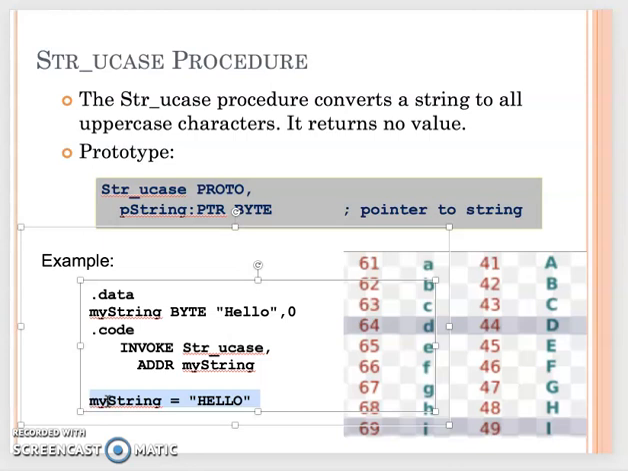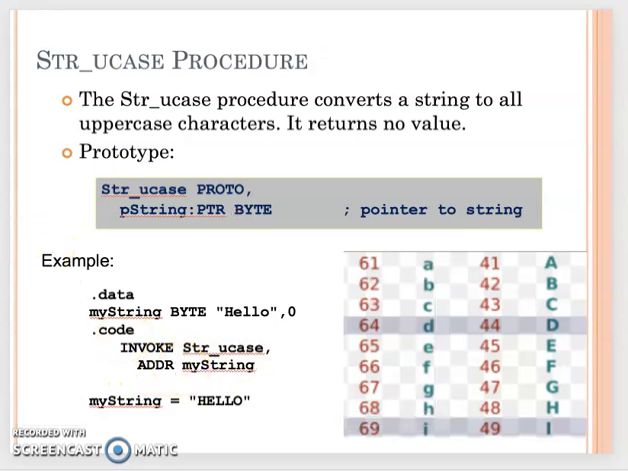To run the string UCase, you will invoke Str_ucase. And we need to pass in our parameter using ADDR for my string. So how should we do that? I already gave you the hint here. I want you to think about the ASCII table. Here is the lowercase, here is the uppercase. So how should we do that?